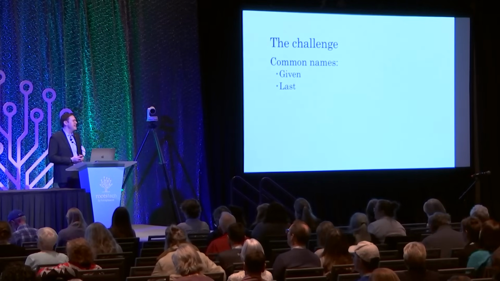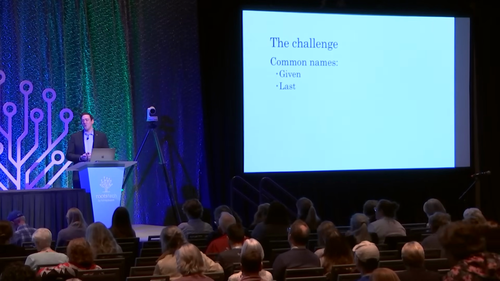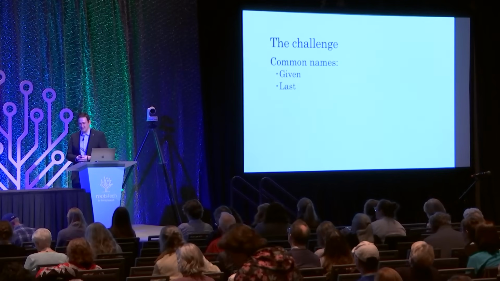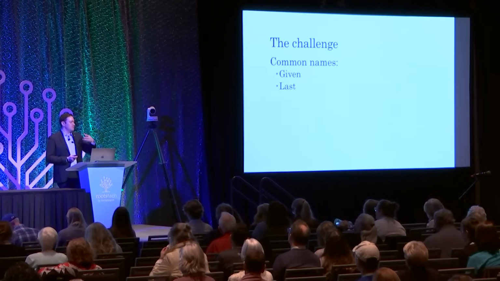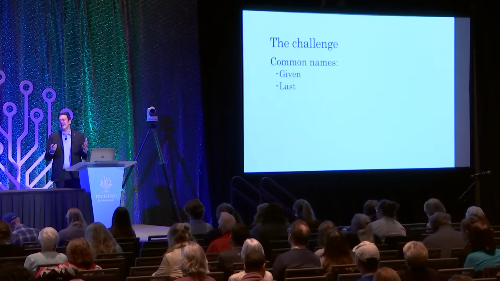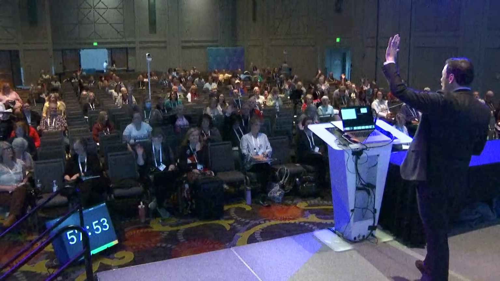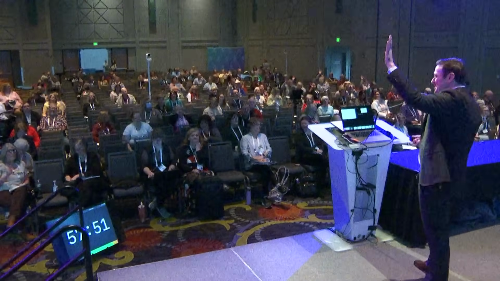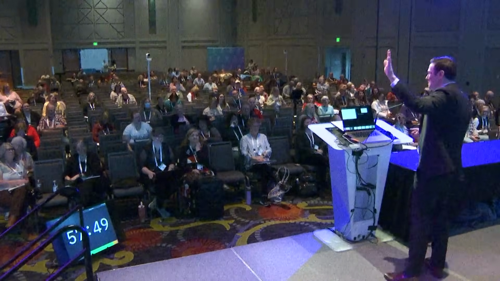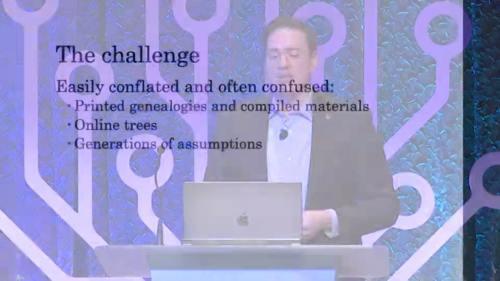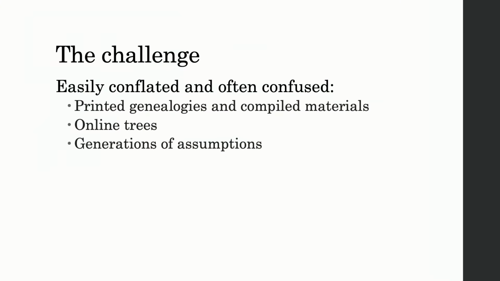Well, we know that names are not necessarily always as unique as we would like them to be, right? We have the Johns, the Williams, the Marys, the Elizabeths, even the last names. Anybody have an ancestor in here with the last name Smith? Look at all these cousins. Look at that, right? And all Smiths are related, right? Anybody got a Taylor? Yeah, I'm sure we're cousins, right? Somewhere along the lines. The challenge is that individuals are easily conflated and very often confused.